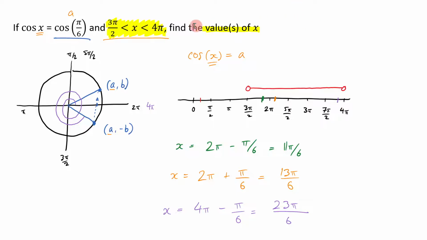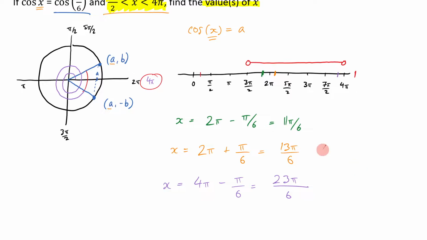Now you might be asking yourself, can I go around again? And the answer is no, you cannot, because let's just consider this for a moment. Let's just grab this color right here. Let's say you said, oh, what if I went around again? Do you see how you're going past 4 pi? So you'd be going here. You're going beyond your domain there. So that means these are the only answers that you can consider.